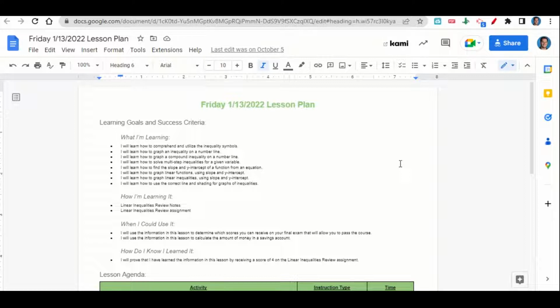Through the Linear Inequalities Review Notes and the Linear Inequalities Review Assignment. When can we use this information? To determine which scores you can receive on your final exam that will allow you to pass the course, and to calculate the amount of money in a savings account. How do you know you learned it? By getting a score of 4 on the Linear Inequalities Review Assignment.